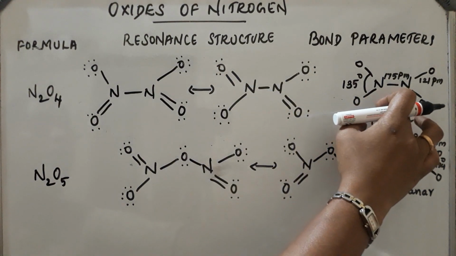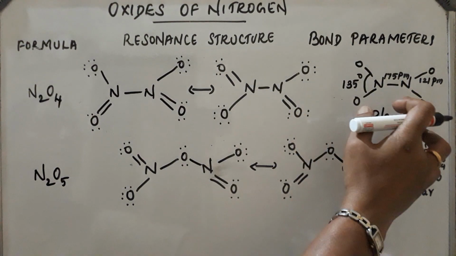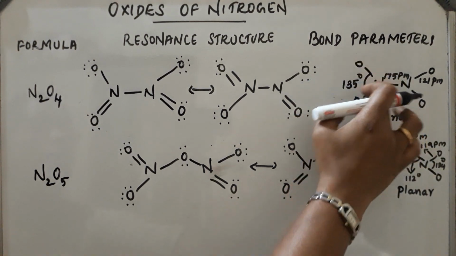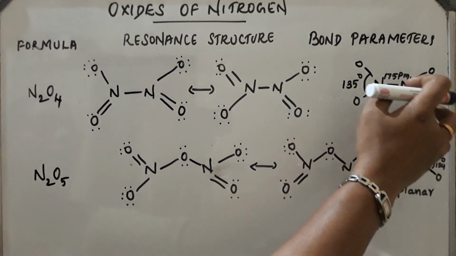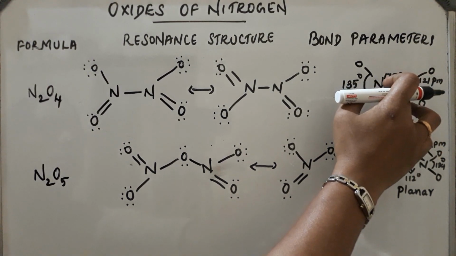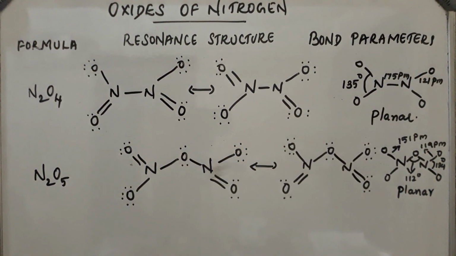Okay, now next here the bond parameters. Here the structure is planar in structure, and the ONO angle is 135 degree, and here the NN bond length and NO bond length are different. NN is 175 pm, NO is 121 pm. So this is the first one.